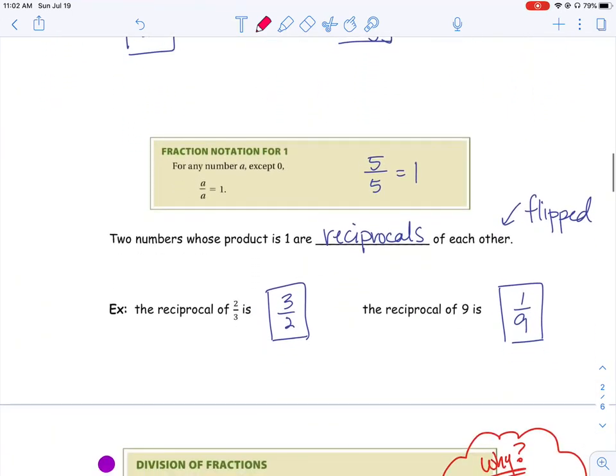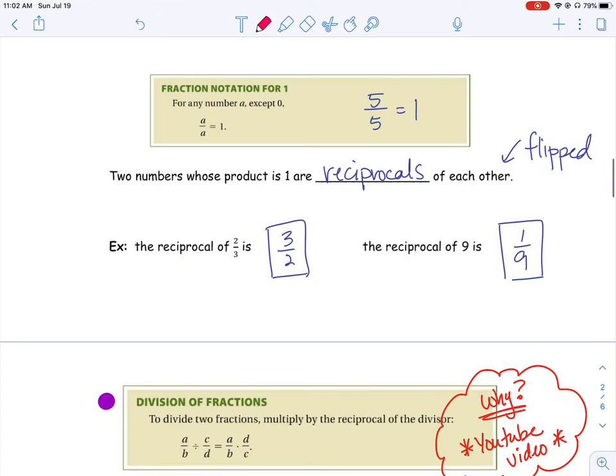All right, what if I asked you to find the reciprocal? Two numbers whose product is 1 are called reciprocals of each other. They're kind of flipped, right? So for example, the reciprocal of 2/3 is 3 over 2. If I flip that fraction, I have its reciprocal. If I were to multiply 2/3 times its reciprocal, 3/2, I would get 6 over 6, which is equivalent to 1, right? Any number divided by itself equals 1.